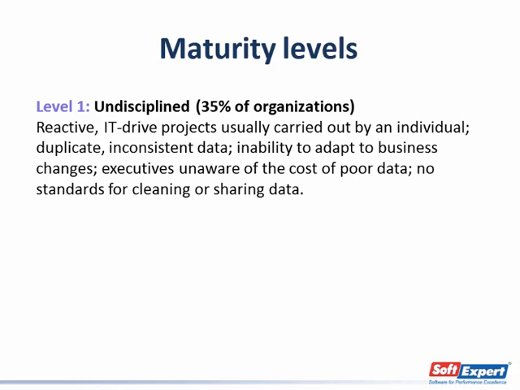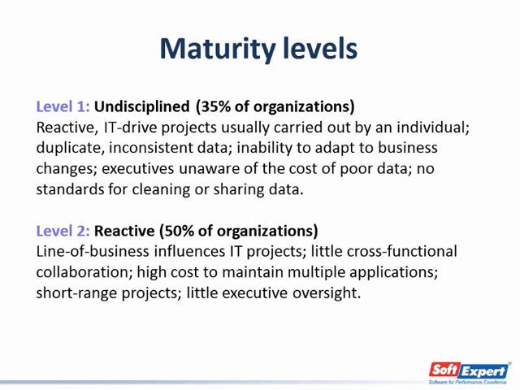Level 1, undisciplined, 35% of organizations. These companies are reactive. IT drives projects, usually carried out by an individual. Duplicate and inconsistent data. Inability to adapt to business changes. Executives unaware of the cost of poor data. No standards for cleaning or sharing data. Okay, undisciplined.